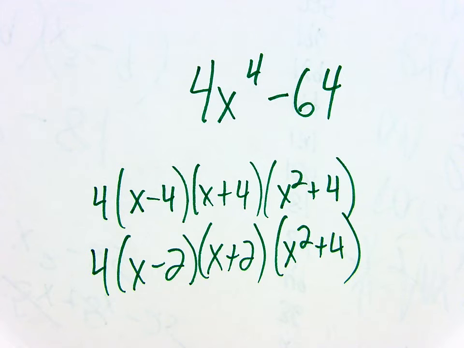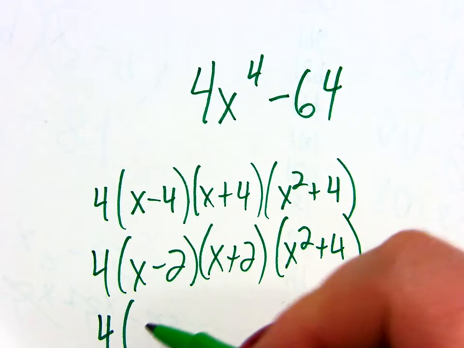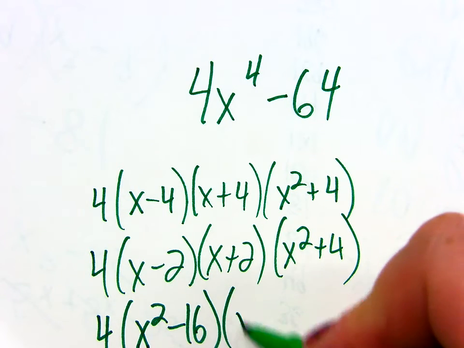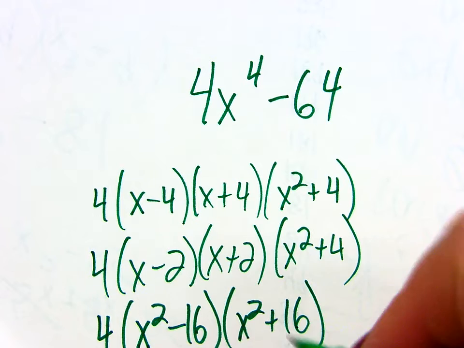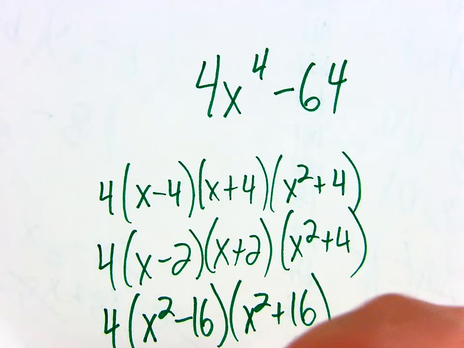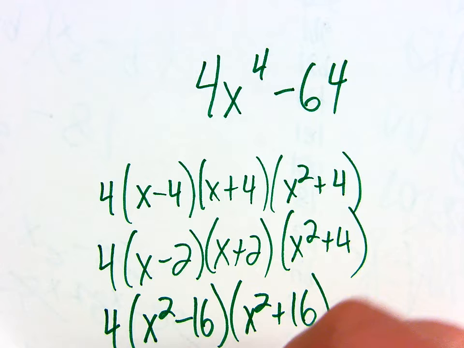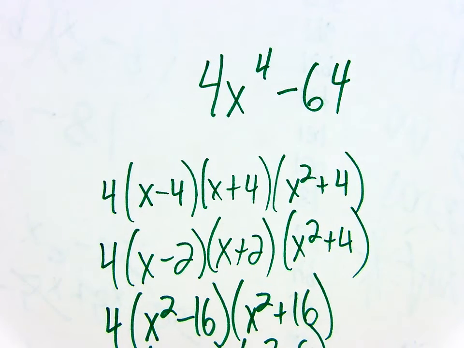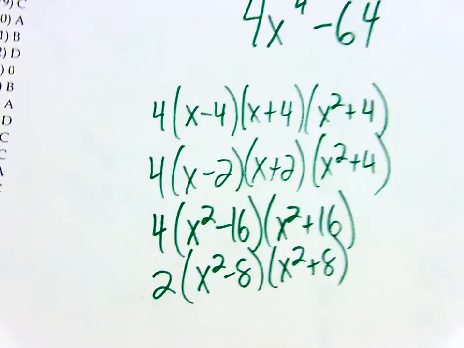Go ahead. Right. I got 4 and then in parentheses x squared minus 16. And then the other set of parentheses x squared plus. Okay. What else is out there? Go ahead. 2 parentheses x squared minus 8. X squared plus 8. Any other answers that are out there?